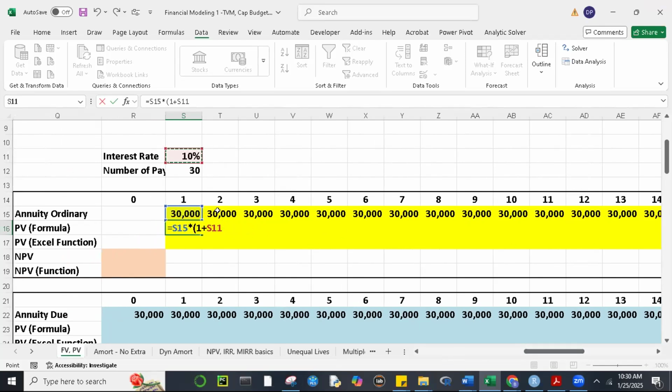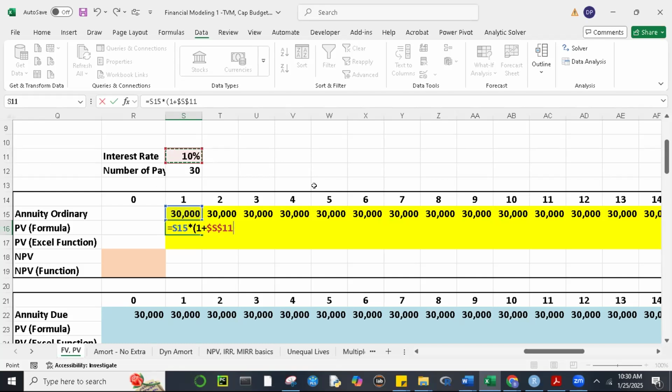Because for year 2, we will still have to compute for the present value after 2 years. Now, the 10% is fixed. So what we can do is, so that it will not change, it will remain here, I can press S11 and then F4. Now notice that it's $S, $11. I pressed F4 for that. This means that it will be locked in column S and also locked in row 11.